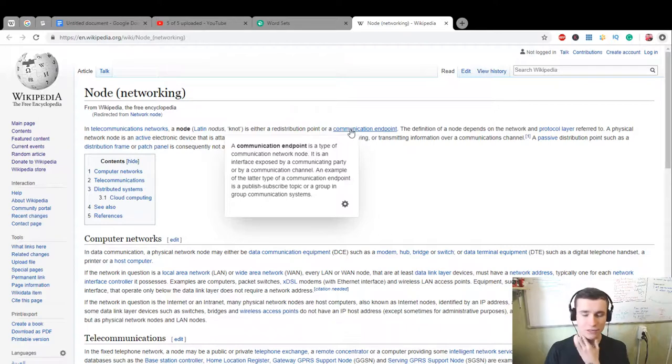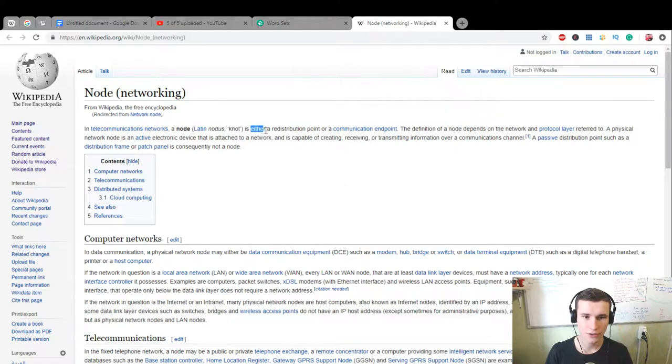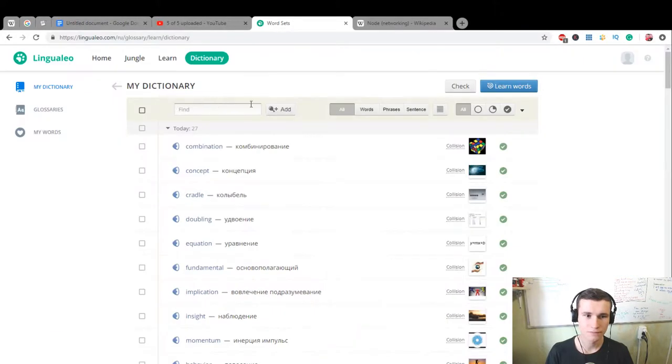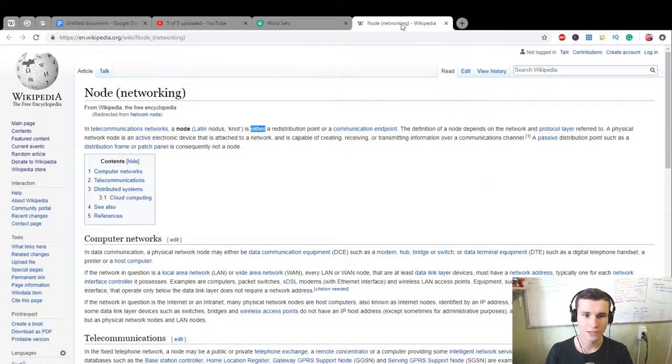And after learning, I will retell you. It's an interface exposed by a communicating party or by a communication channel. An example is the letter. Either, what is either? Is either a redistribution point or a communication endpoint.